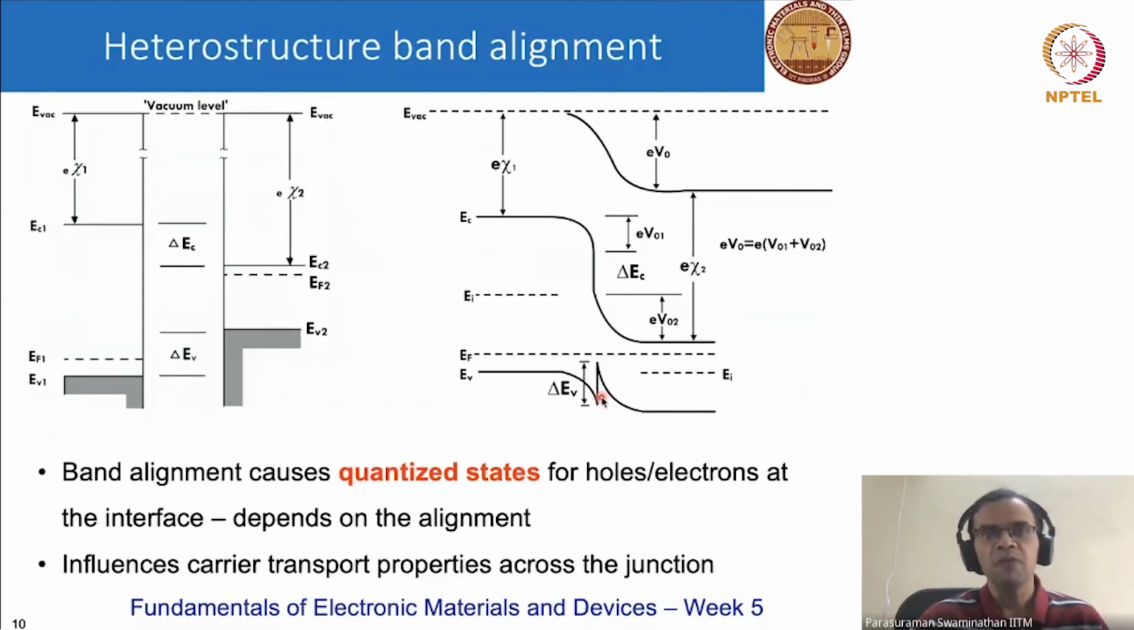In both week 4 and week 5, we focused mainly on junctions formed from two materials. Next, in week 6, we will look at what happens if two of these junctions come together. That is, we will look at transistors.